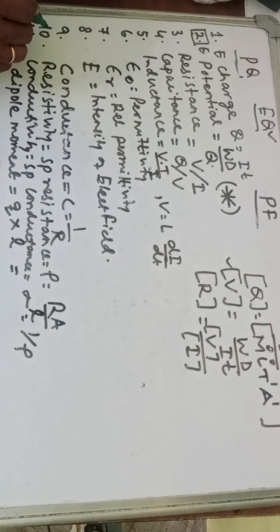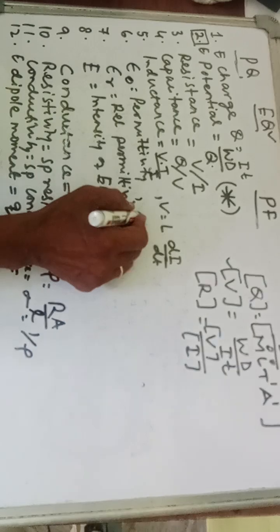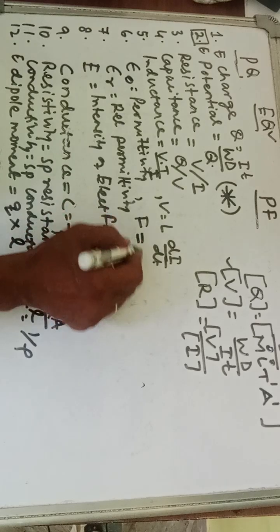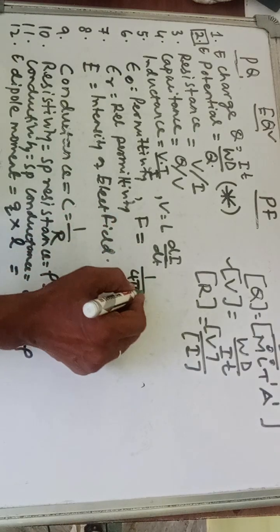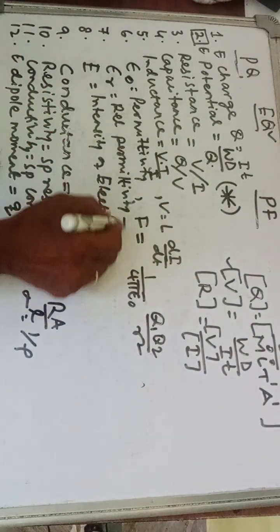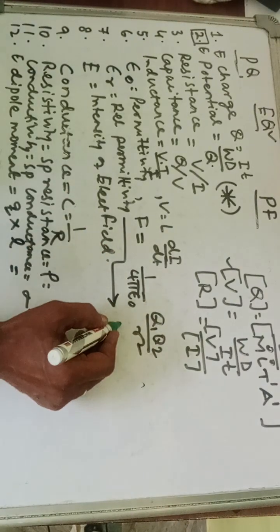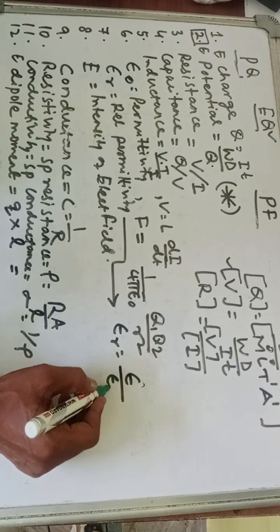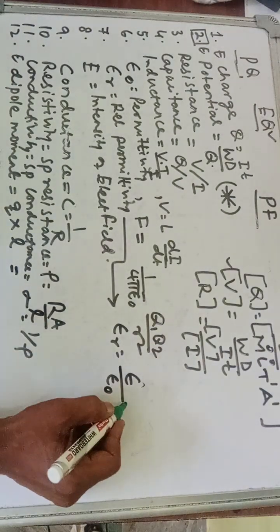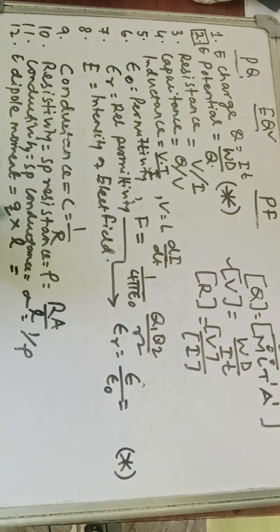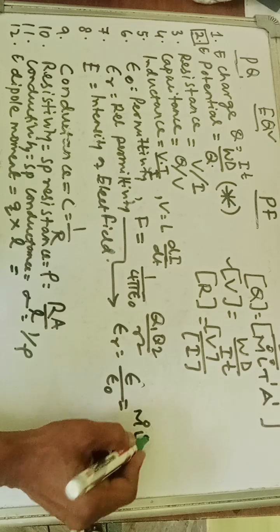Now permittivity of space. Permittivity of space is taken from the formula for force of attraction between two charges, which is 1 by 4 pi epsilon 0, q1 q2 by r square. Now relative permittivity is the permittivity of the medium by permittivity of free space. It is a relative quantity, hence no dimension. It is M⁰L⁰T⁰.